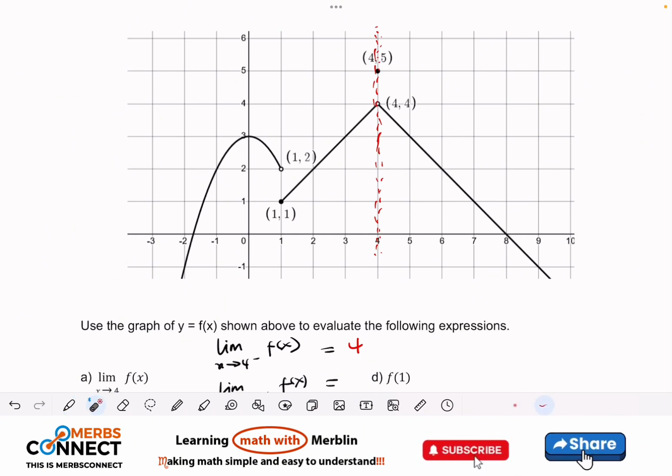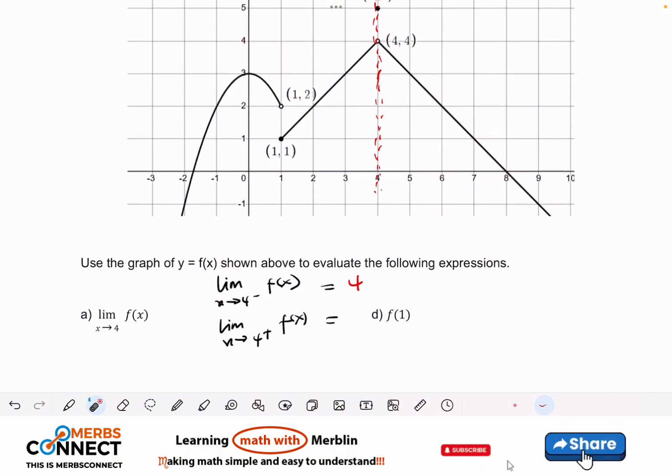Then let's go to the right hand side. This is the right hand side. I move like this, and when I get to this, I get to this side. So that one too is giving us 4. So this implies that this limit here is also 4, because the left and the right are the same.